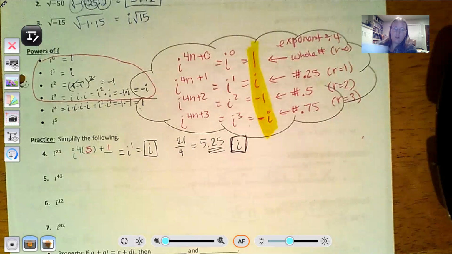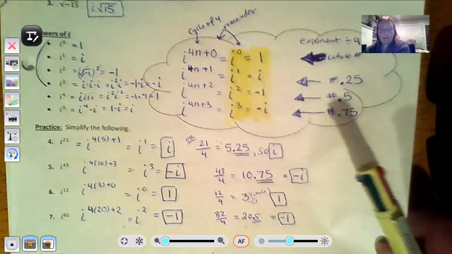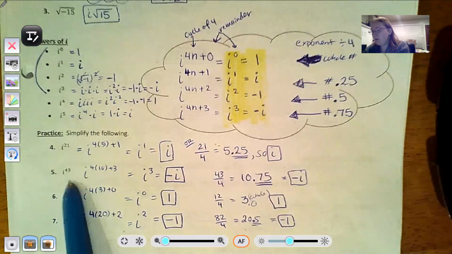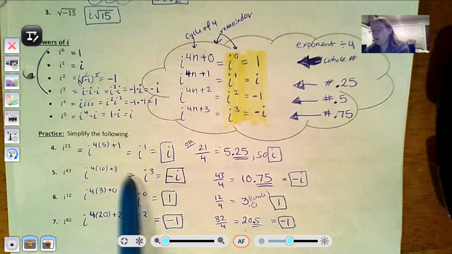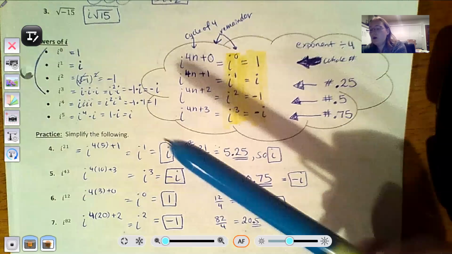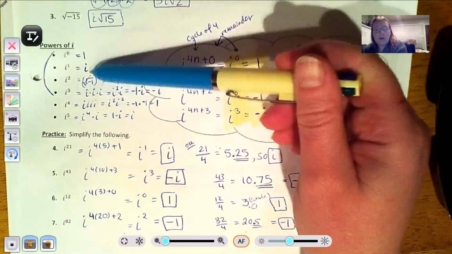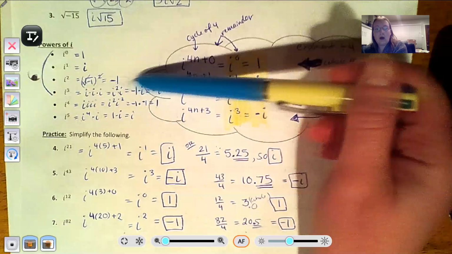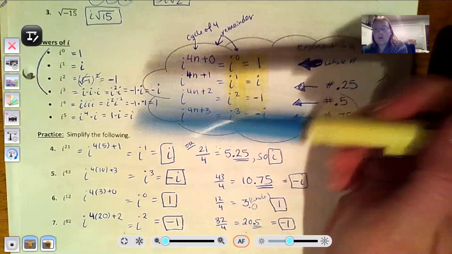So I'll project the others just to discuss them. 43, 4 times 10 plus 3, so it's i to the third, which is -i. I recommend that if you aren't able to kind of reason through what these values simplify to, that you have it on like a note card to reference.